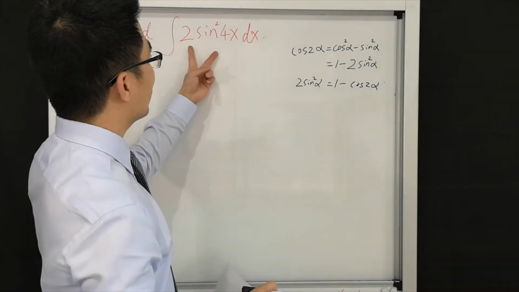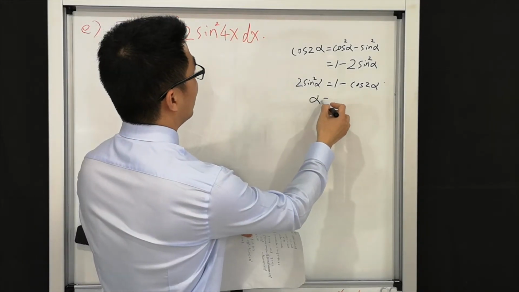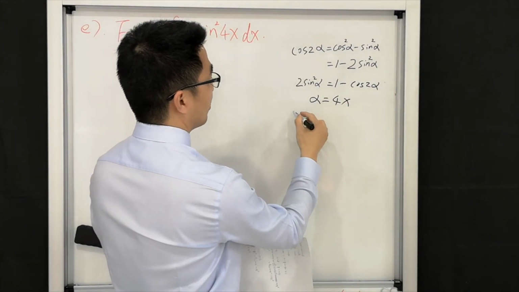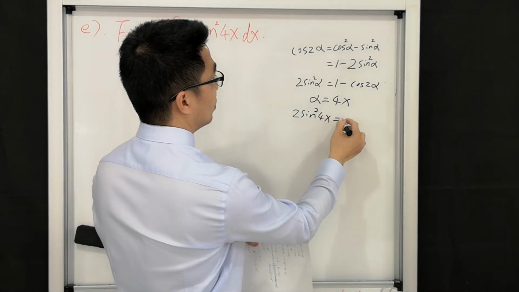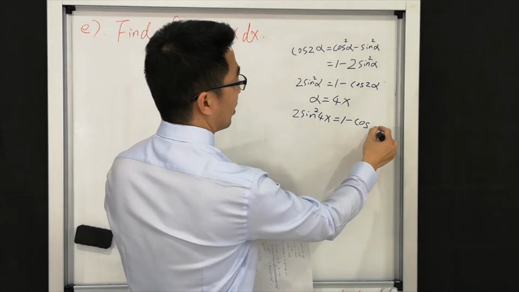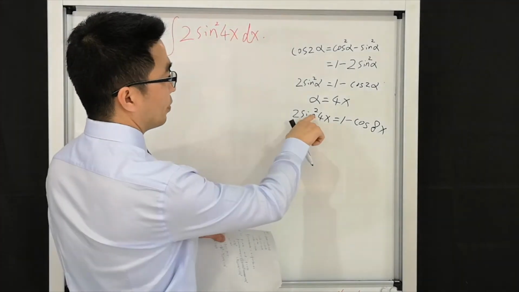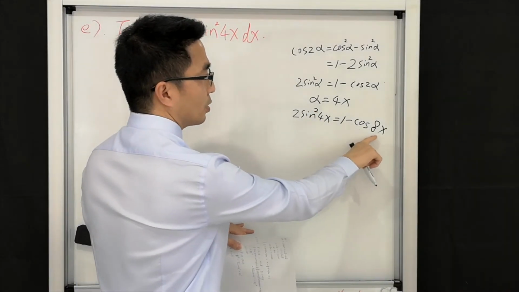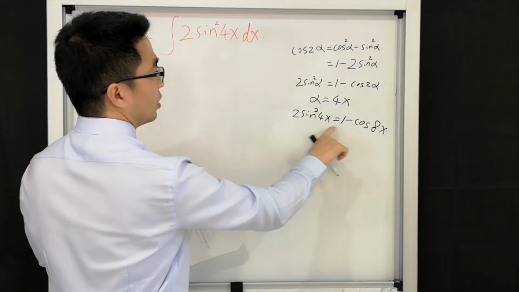Right? Okay, convert this to 4x. We let alpha equal to 4x. Substituting 4x into here, we have 2 sine 4x squared equal to 1 minus cos 2 times 4x, which is 8x. So we have reduced the power from 2 to only 1 power. Then for cos 8x, we can do the integration directly.